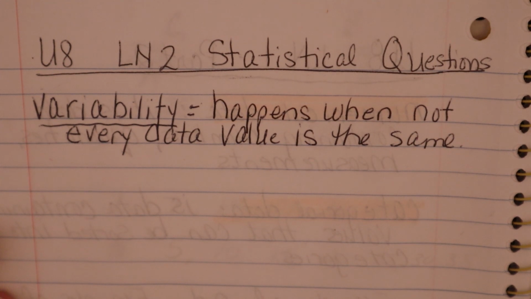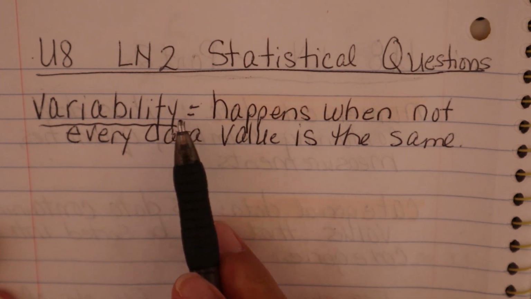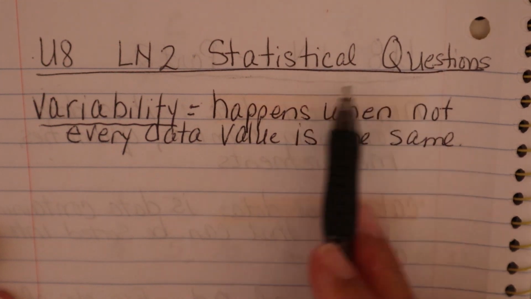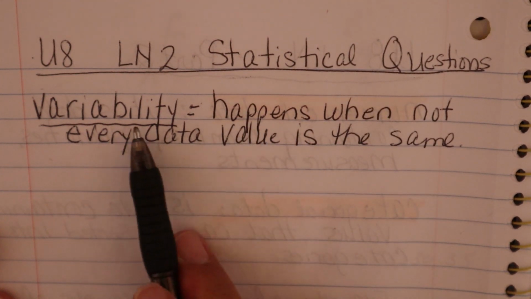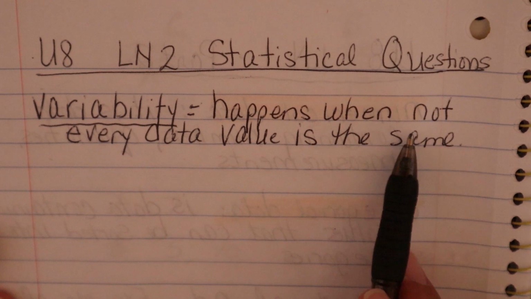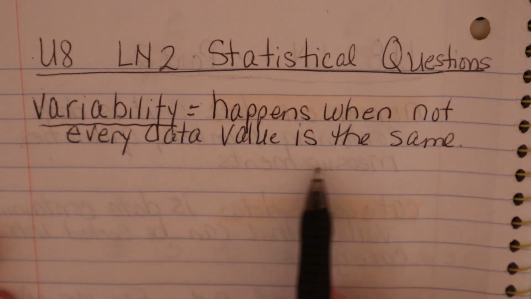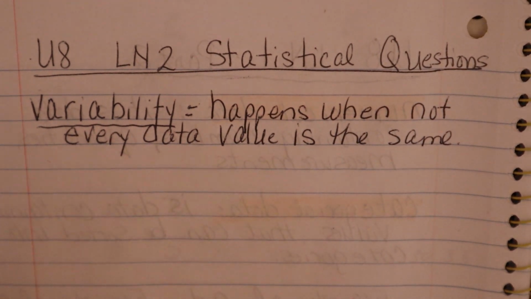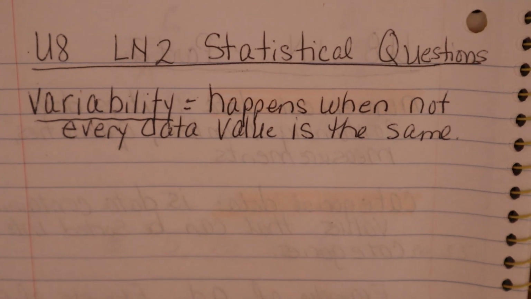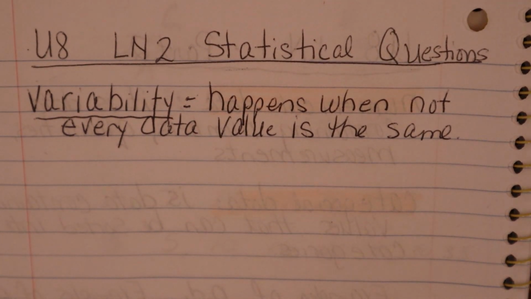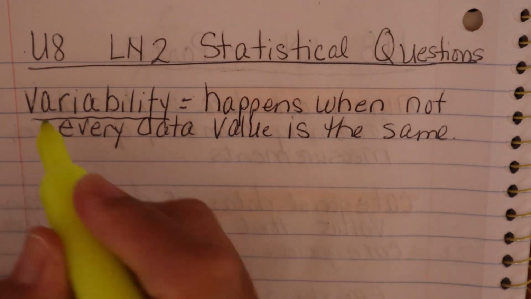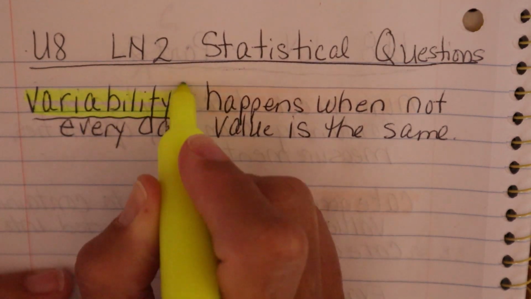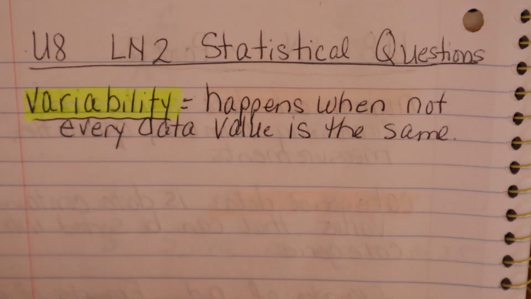And this will make sense once we do today's first part together, okay? So when you have a question and you have a bunch of answers, if you have variability, it means all your answers are going to be different, okay? So they're not going to be the same. So let's go ahead and get started on today's lesson. And actually, let me go ahead and highlight that because that is a very key part of today's lesson.